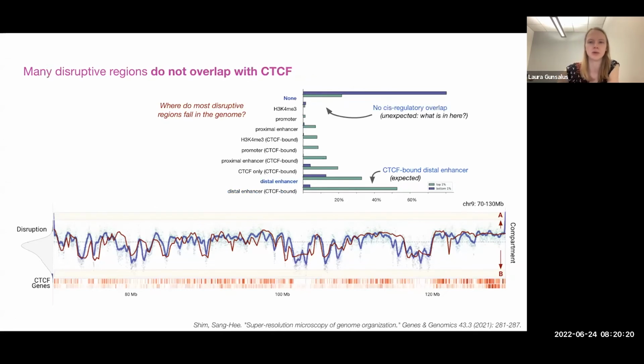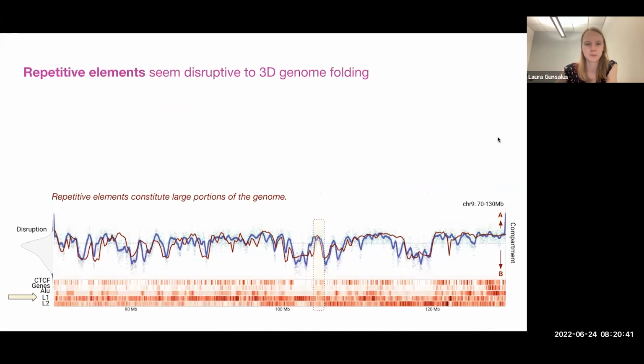But sort of surprisingly, we also noted that a large percentage, over 20%, don't fall within any ENCODE cis-regulatory region at all, leading us to wonder what other mechanisms could be potentially driving these extremely disruptive 3D genome deletions if they're not a known ENCODE regulatory region or CTCF-bound region.